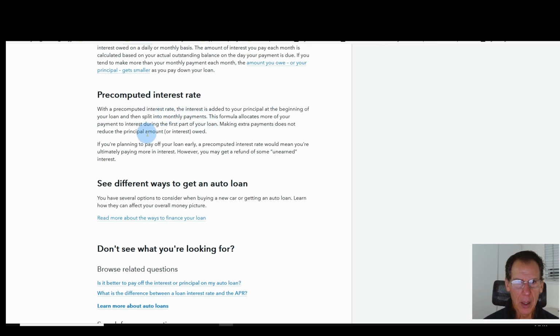Pre-computed interest rate. With a pre-computed interest rate, your interest is added to your principal at the beginning of your loan and then split into monthly payments. This formula allocates more of your payment to interest during the first part of your loan. Making extra payments does not reduce the principal amount or interest owed. If you're planning to pay off your loan early, a pre-computed interest rate would mean you're ultimately paying more in interest. However, you may get a refund of some unearned interest.